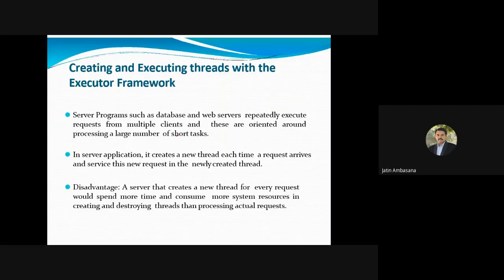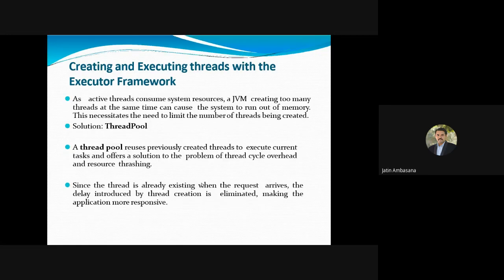So what happens is, the disadvantage over here is the server that creates a new thread for every request would spend more time and consume more system resources in creating and destroying the threads. So as active threads consume system resources, JVM creating too many threads at the same time can cause the system to run out of memory, and this necessitates the need to limit the number of threads being created, and that's why the solution is thread pool.